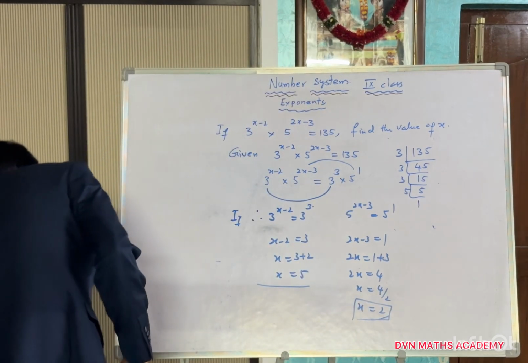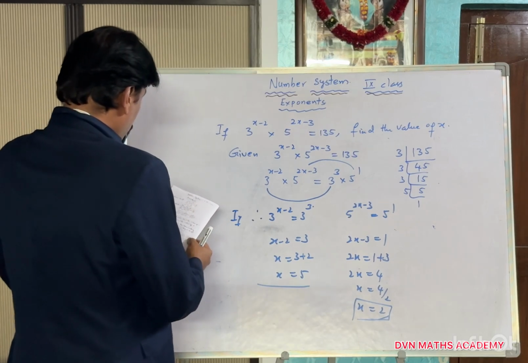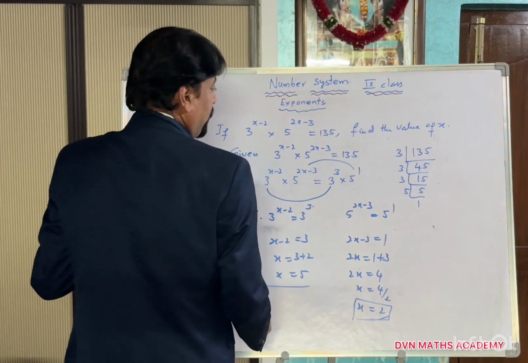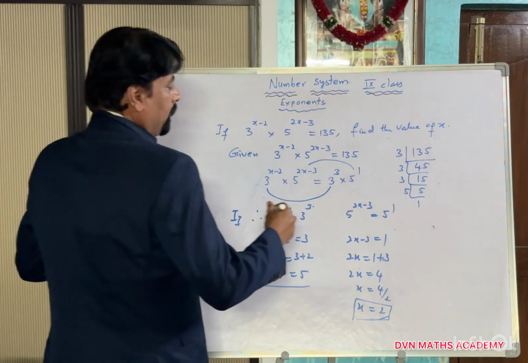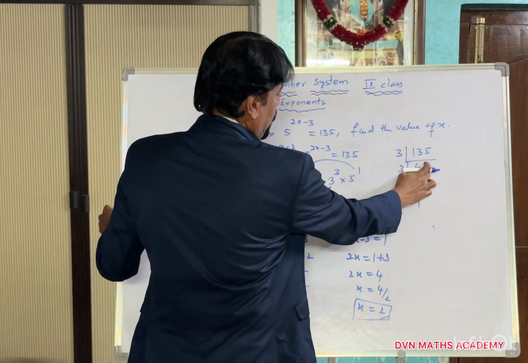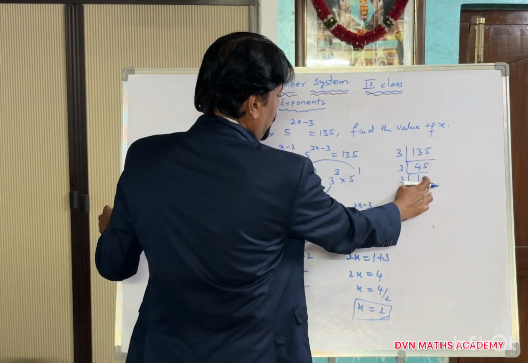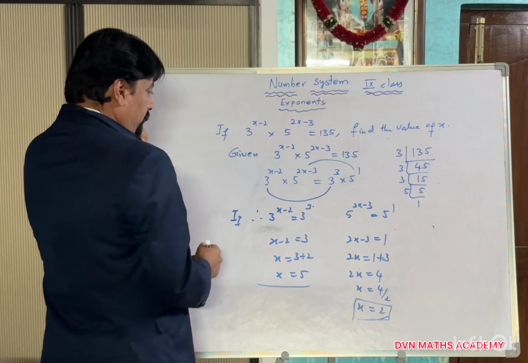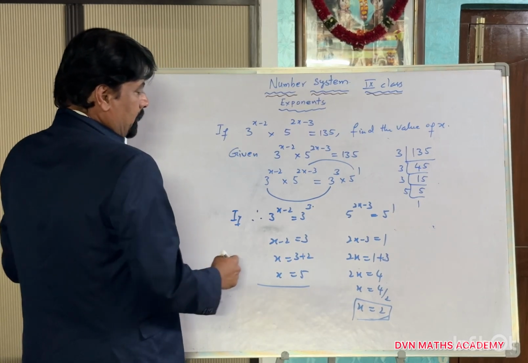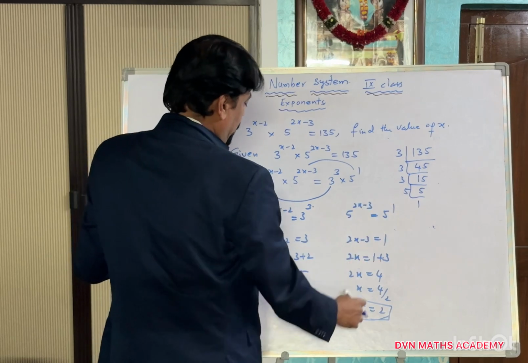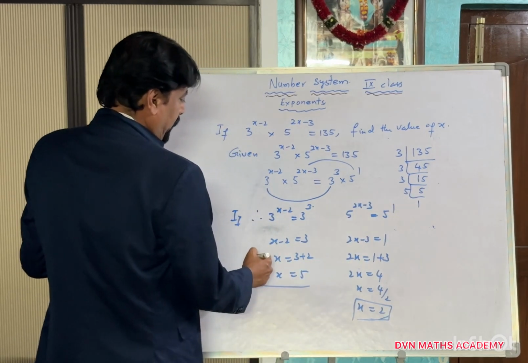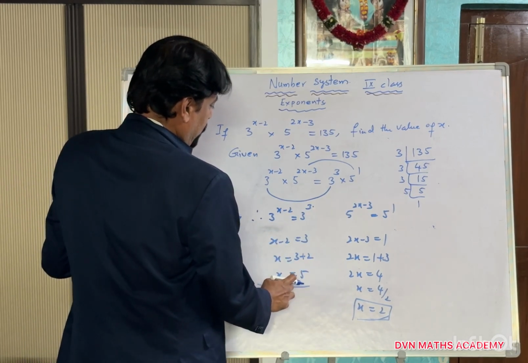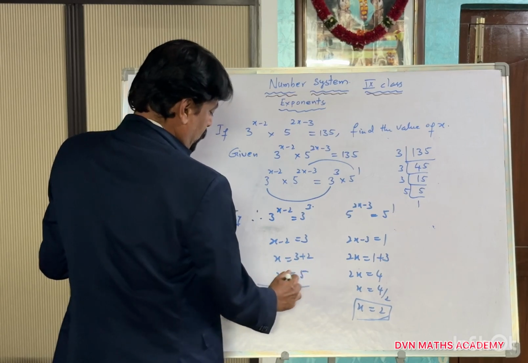Once I will check the question, that is 3 to the power of x minus 2 into 5 to the power of 2x minus 3 is equal to 135. So here 3 fours are 12, 3 fives are 15, 3 ones are 3, and 5 is 5 to the power of 1. So 5 to the power of 2x minus 3 is equal to 5. And here I got x is equal to 5. x minus 2 is equal to 3, and x is equal to 5 I got.